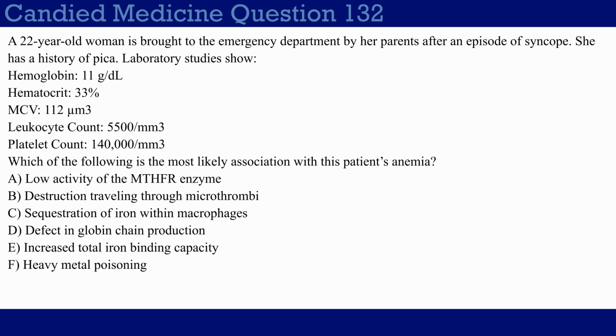Choice A, low activity of the MTHFR enzyme. Choice B, destruction traveling through microthrombi. Choice C, sequestration of iron within macrophages. Choice D, defect in globin chain production. Choice E, increased total iron binding capacity. Or choice F, heavy metal poisoning. I'll wait 5 seconds and answer the question.